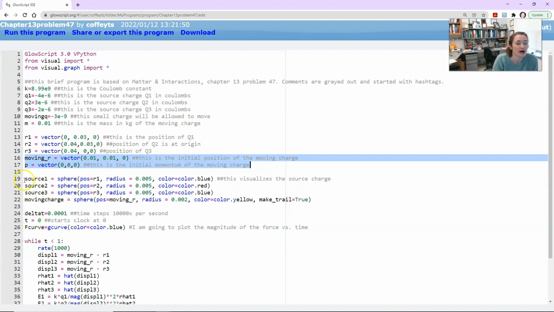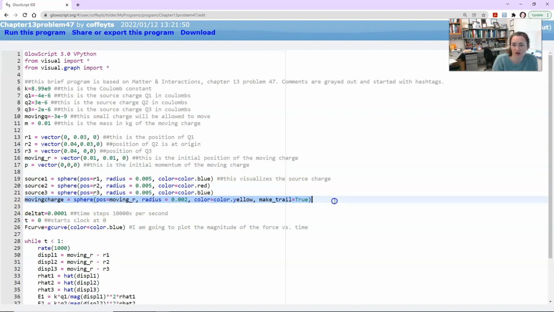Okay, now I want to visualize all these things. I visualize my charges as spheres and I make them different colors. So you've seen this in old code too. I make the position attribute for each one of my source charges the values of the vectors R1, R2, and R3 that I defined earlier, and I made them blue and red. The blue is for negative charges and the red is for positive charges. Then I make my moving charge a different color, and I turn on make trail so we can see its path as it goes.